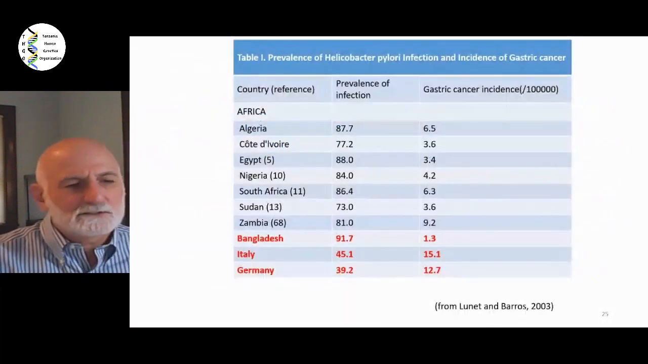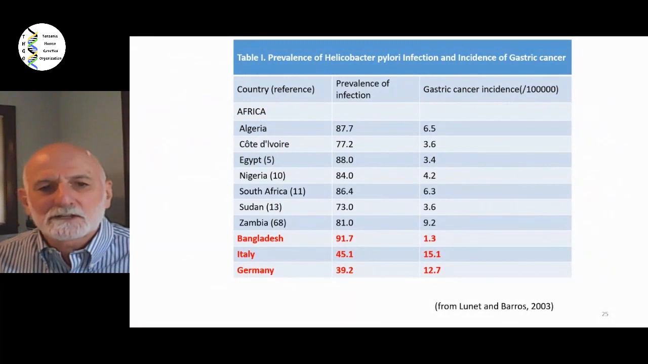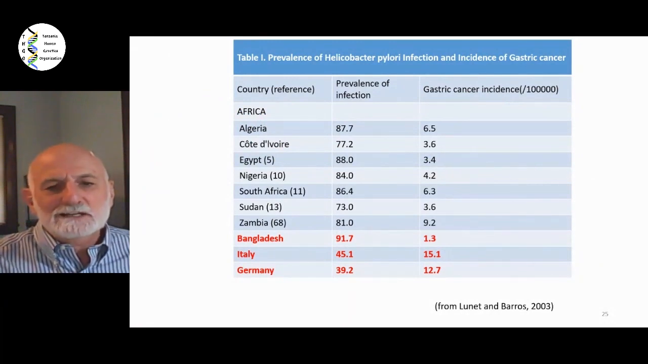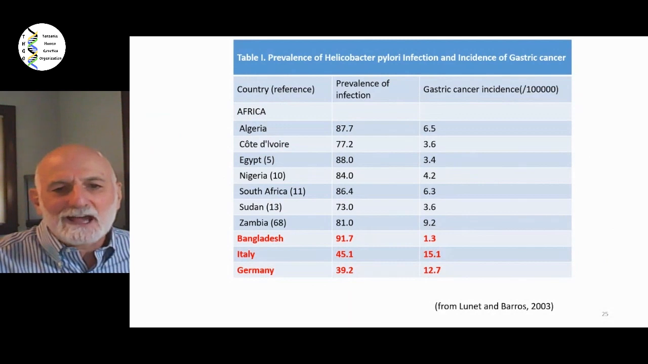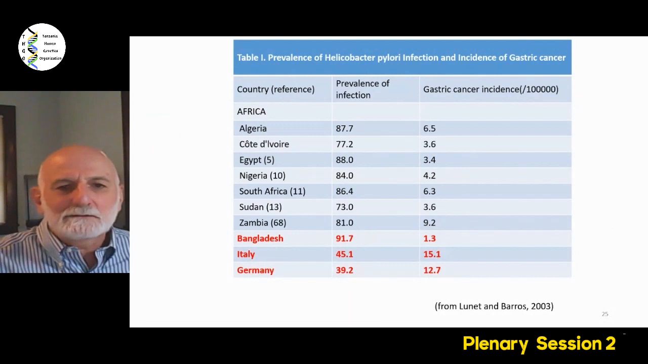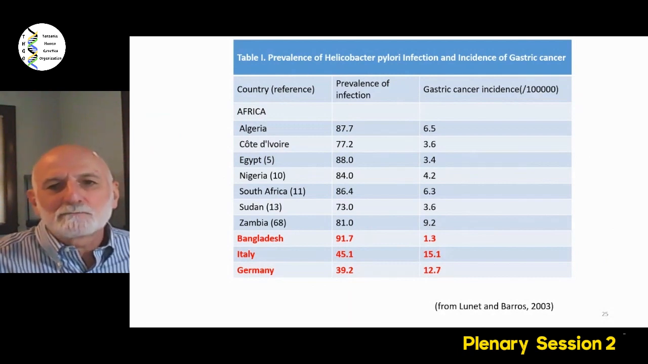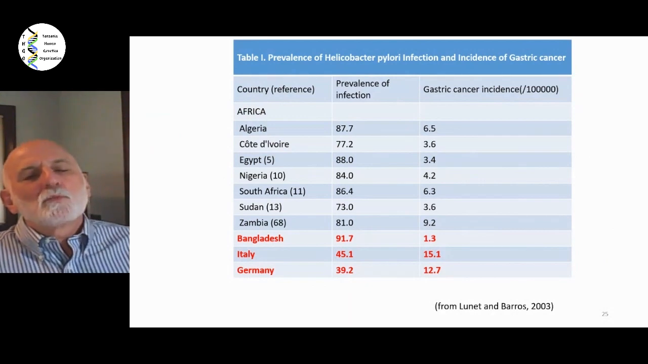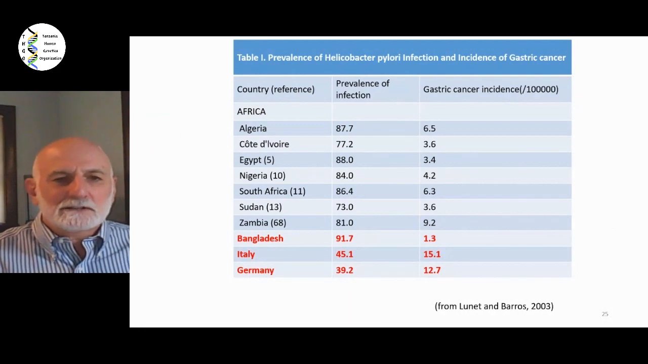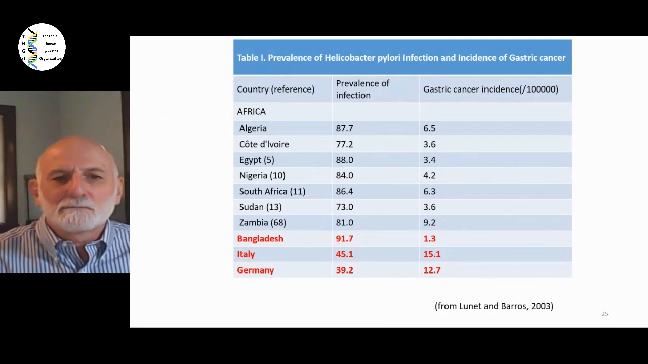To give you an example, this is from the same paper that I just cited before, Lunet and Barros. Bangladesh has over 90% infection rate, but only 1.3 gastric cancer incidents per 100,000. In Italy and Germany, it's less than half the infection rate, an order of magnitude more. And most of sub-Saharan Africa fits within this general realm, being somewhere in the middle of 70 to 80 to 90%, with under 10 per 100,000. So there is this kind of disconnect, which is indicative of the fact that there's been this ability of the host to tolerate and the bug to tolerate the host.